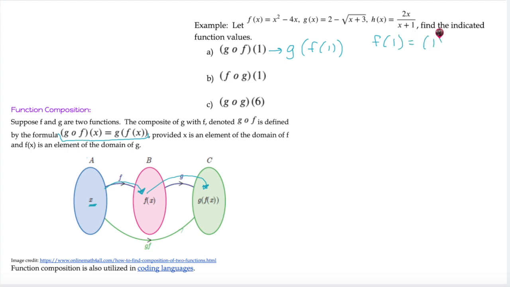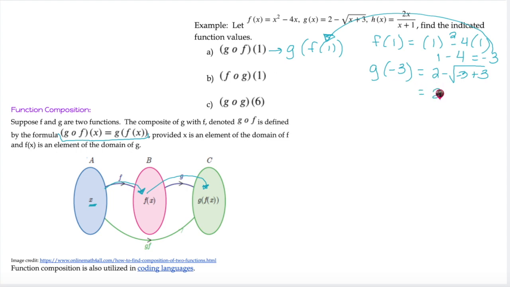Our f function is x squared minus 4x, so we'll substitute 1 in for each of those values. So 1 minus 4 is negative 3. Now that I know what negative 3 is, I can substitute that into my g function. So 2 minus the square root of negative 3 plus 3, or 2 minus 0, or just 2. I can say then that g of f of 1 is 2. So it's like a two-step process.